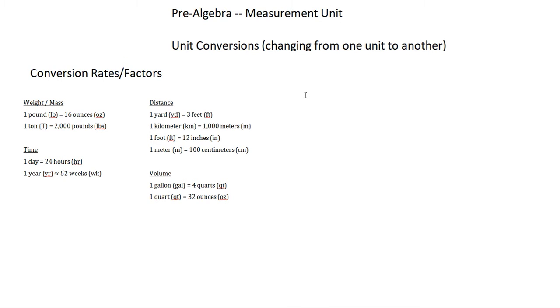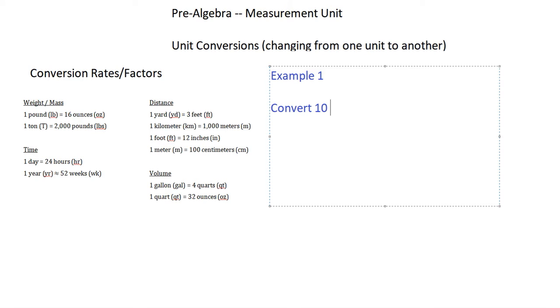So I'm just going to do a few examples here to show you one method, one way that we can use these conversion rates or conversion factors to convert between units, to change from one unit to another. So we'll do a couple examples here. Example 1, we will convert 10 pounds to ounces. So maybe we're at a store, and we buy 10 pounds of something, but we want to break it down and say, well, maybe it's priced per ounce. We want to know how many ounces that is.